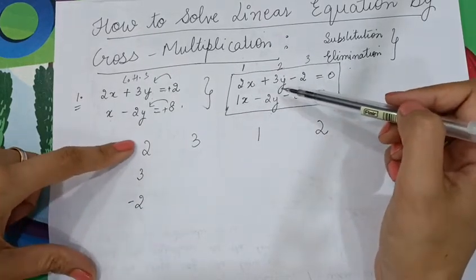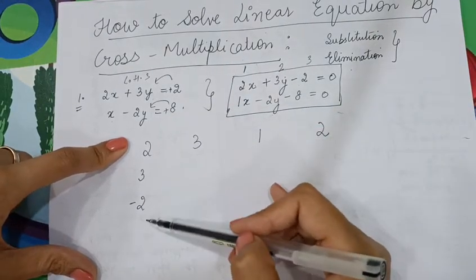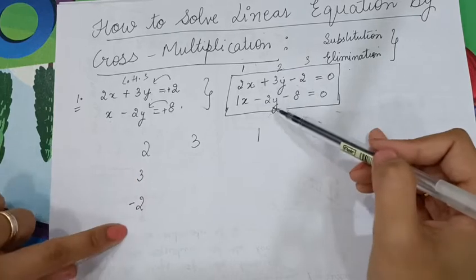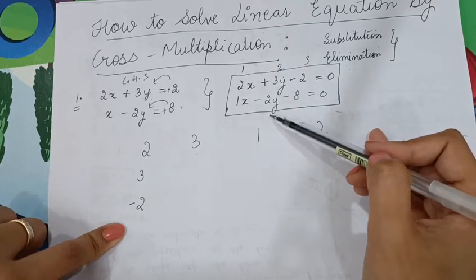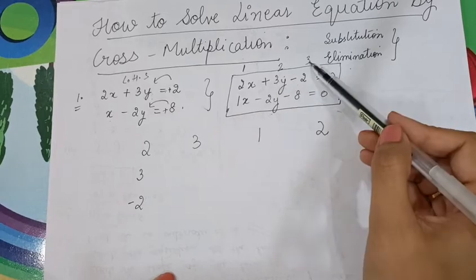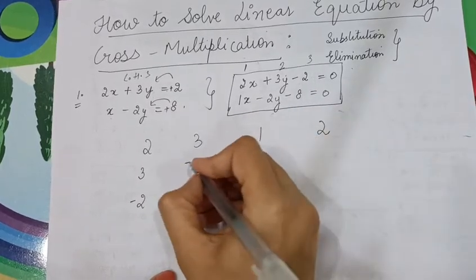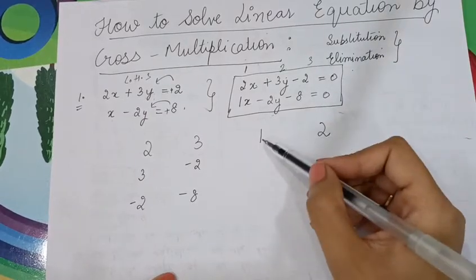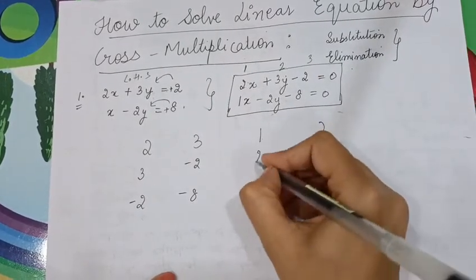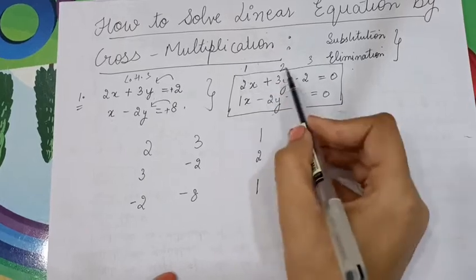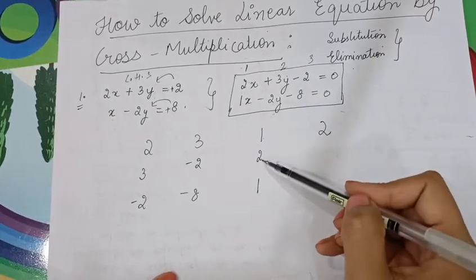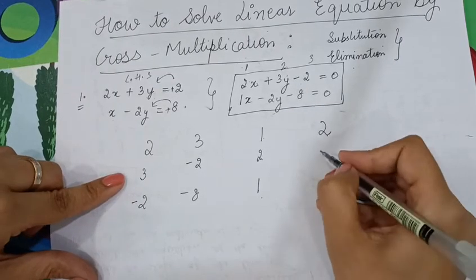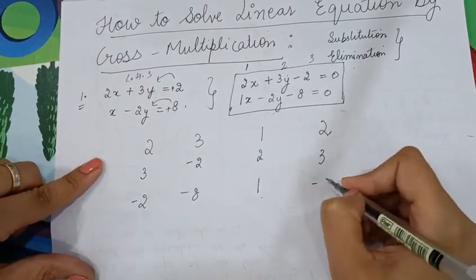So only numbers, don't write y here. The coefficients of y I have written are 3 and minus 2, don't ignore any sign. Now for third, under 3 you see minus 2 and minus 8. Under 1, 2, 1. If you write like this, 1, 2, 3, you can easily write. So 2, 1. Now again 2 we have already written, the same thing we will write: 3 and minus 2.